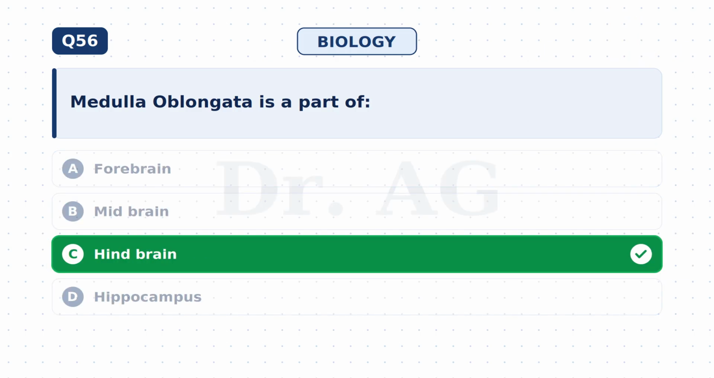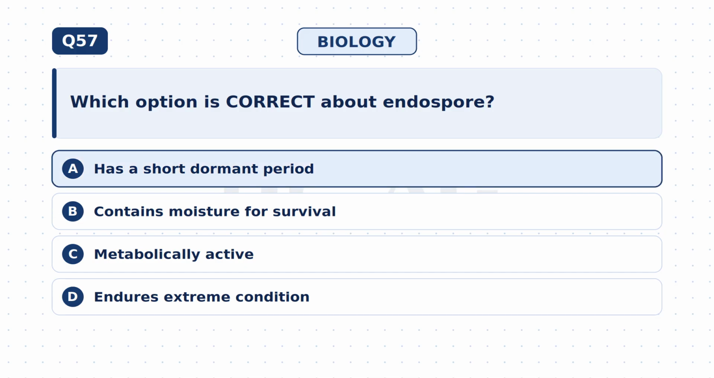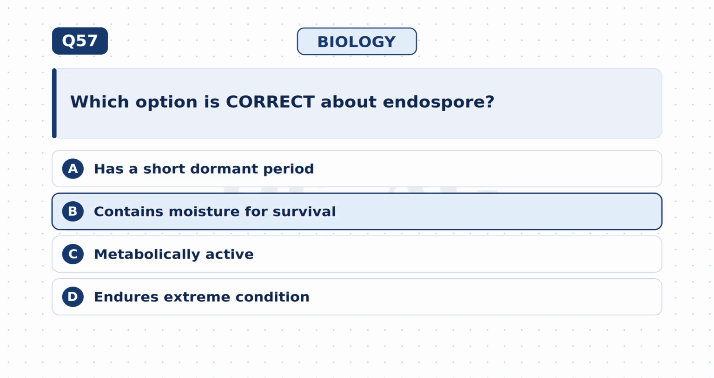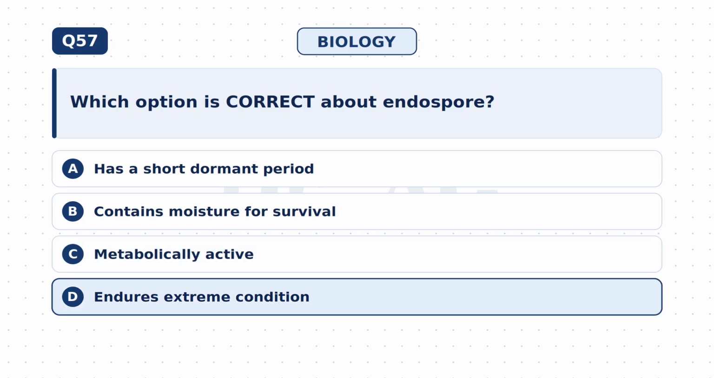The correct answer is C, hindbrain. Question 57. Which option is correct about endospore? Option A, has a short dormant period. Option B, contains moisture for survival. Option C, metabolically active. Option D, endures extreme condition.